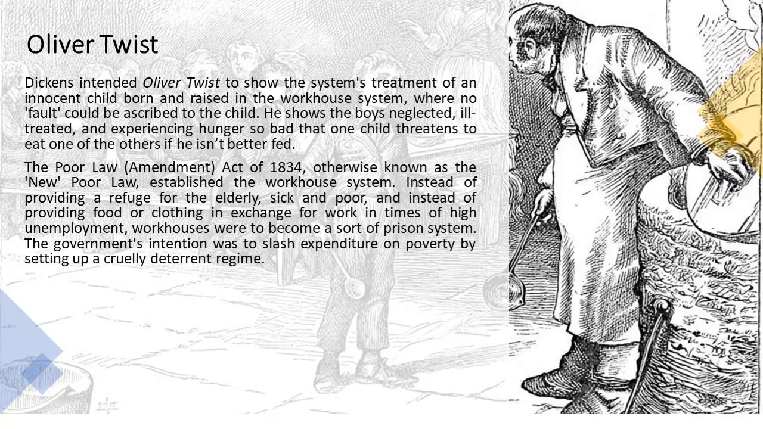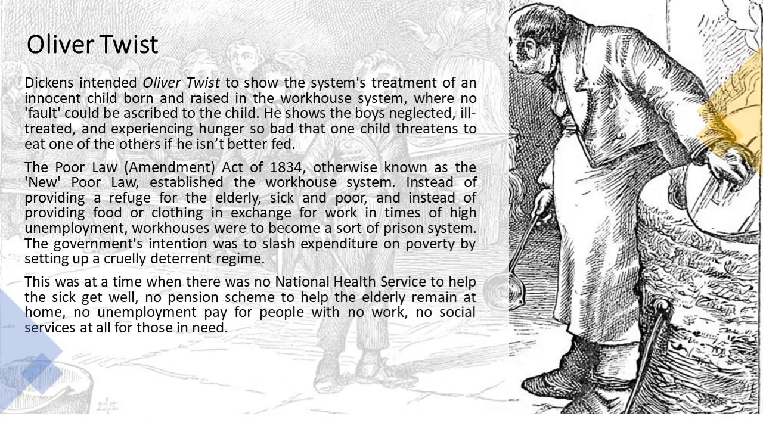The Poor Law Amendment Act of 1834, otherwise known as the New Poor Law, established the workhouse system. Instead of providing a refuge for the elderly, sick, and poor, and instead of providing food or clothing in exchange for work in times of high employment, workhouses were to become a sort of prison system. The government's intention was to slash expenditure and poverty by setting a cruelly deterrent regime.